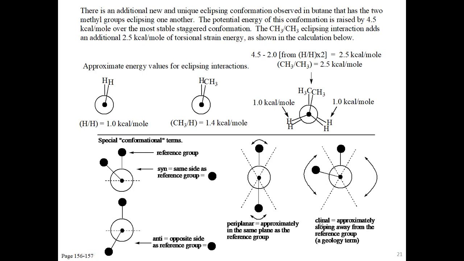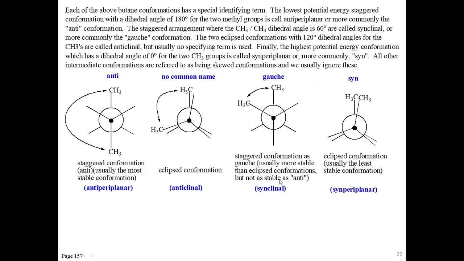So this gives rise to the technically correct terms that we don't really use, but I'm just giving them to you. Our terms are going to be anti when these are far apart in the plane together. This one we don't really use a name. We don't have any common name for this. If the larger groups, or any group, are close together, 60 degrees and staggered, we call that gauche. Either way, I say gauche. And if the two groups are eclipsing each other, whatever they might be, we call that sin.